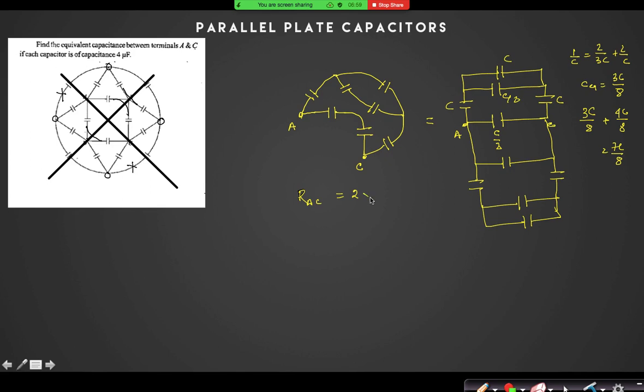So my C_AC should be 2 into 7C by 8, so that is 7C by 4 microfarad. Right? As C is 4 microfarad, so my answer should be 7 microfarad. I'm sure you are getting what we have done in this solution. Is there any doubt regarding that solution? You can ask me. No, sir. Yes, I'm sure you have already done the question in a very similar way.